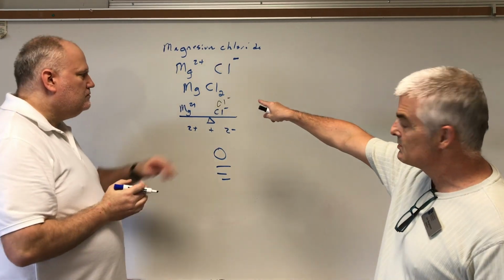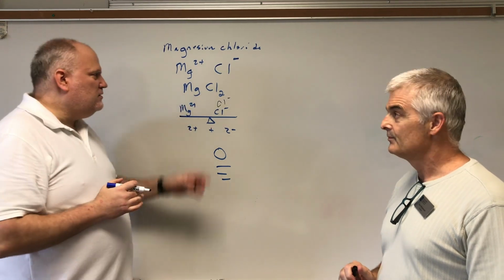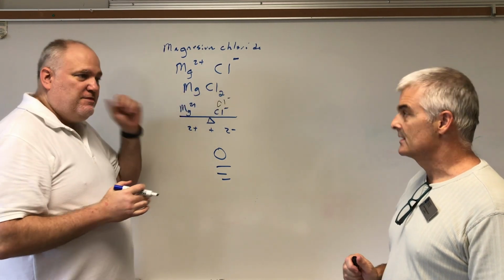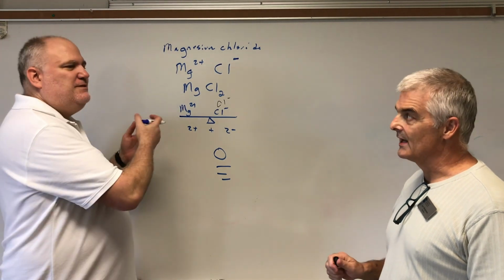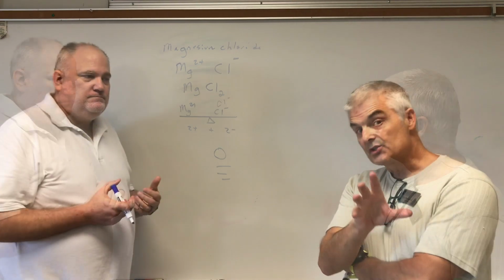So he puts the 2. This means there's 2 chlorines and 1 magnesium in magnesium chloride. And you'll note we also disappeared the charges right here. They're still there, but they cancel out. We don't put a 2 plus here and a minus here. That's right. Well, let's do another example.